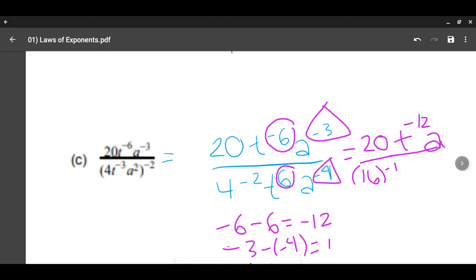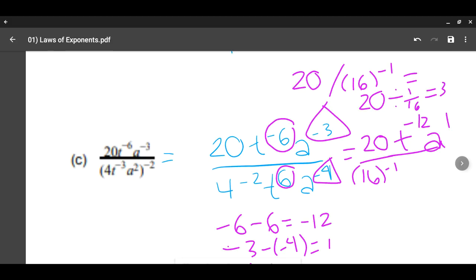and a to the first. So when my t is to the negative 12, that I could bring down to the denominator. And if I want to deal with 20 divided by 16 to the negative 1, that's really 20 times 16, because this is 20 divided by 1/16. That's going to give me 320.